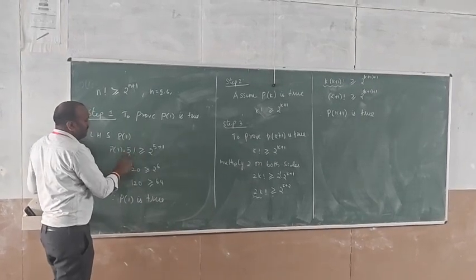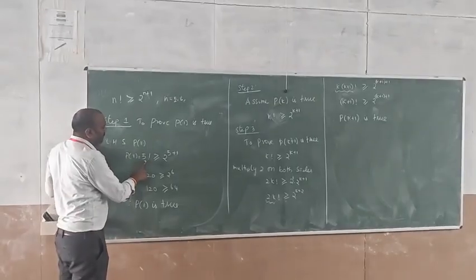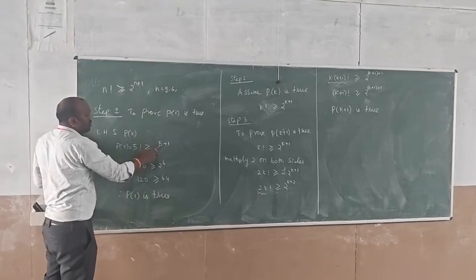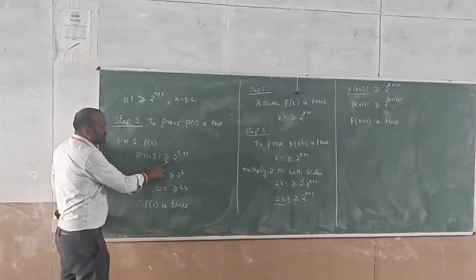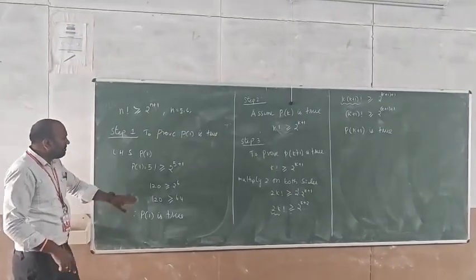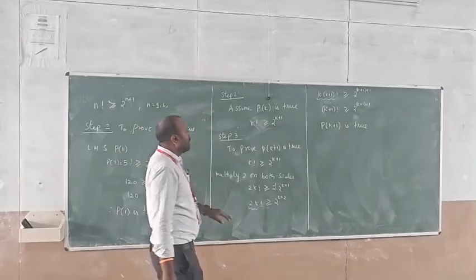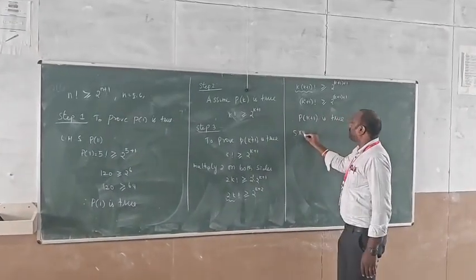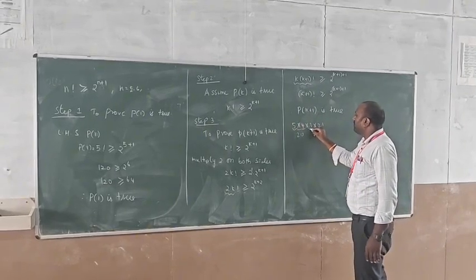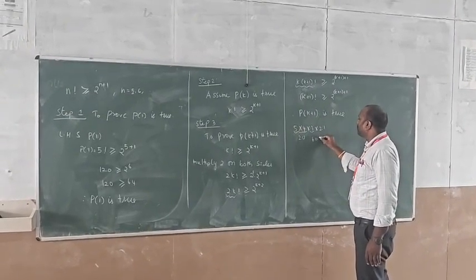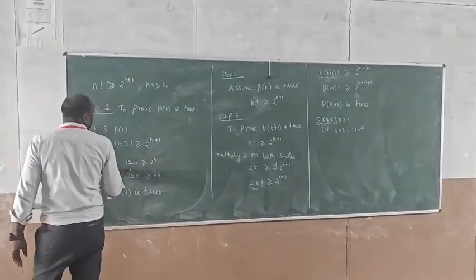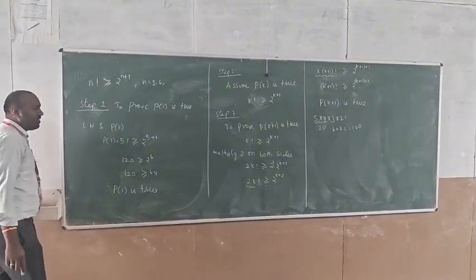So we have to apply 5 factorial. When we apply it, we replace n with 5, so n is equal to 5. Then 5 factorial is greater than or equal to 2 power 5 plus 1. The value of 5 factorial is 5 into 4 into 3 into 2 into 1. 5 fours are 20, 20 into 3 is 60, 60 into 2 is 120. So we write it as 120, greater than or equal to 2 power 6.